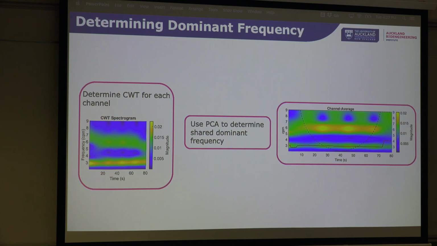Because we're recording across multiple channels, a single breakdown of one channel is not going to be enough, not for what we want to use it for. So we can see here on the far left-hand side the CWT breakdown of a single channel. What we want to do is look at the shared dominant frequency across all channels. For us, that's about 64 channels. The way we've been doing that is using PCA to determine the shared dominant frequency, and then we can plot it on the far right-hand side, which is the dominant frequency of the entire recording array. I will come back to this. This is important later on.